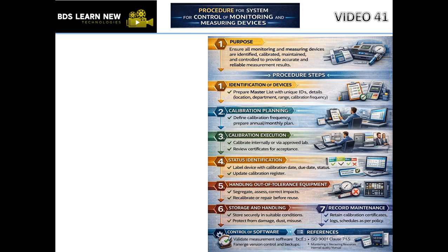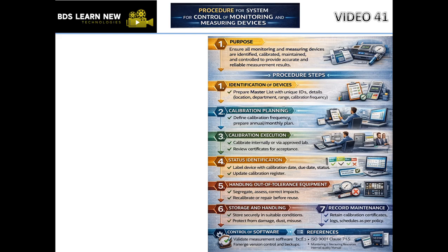Review certificates for acceptance. Fourth, status identification. Label device with calibration date, due date, status, update calibration register. Fifth, handling out of tolerance equipment. Segregate, assess, correct impacts. Recalibrate or repair before reuse. Then sixth, storage and handling.